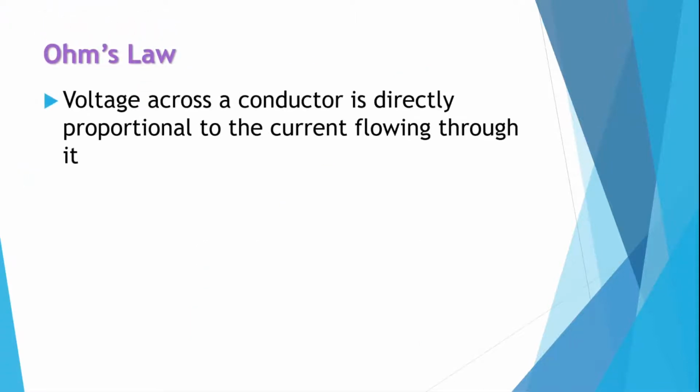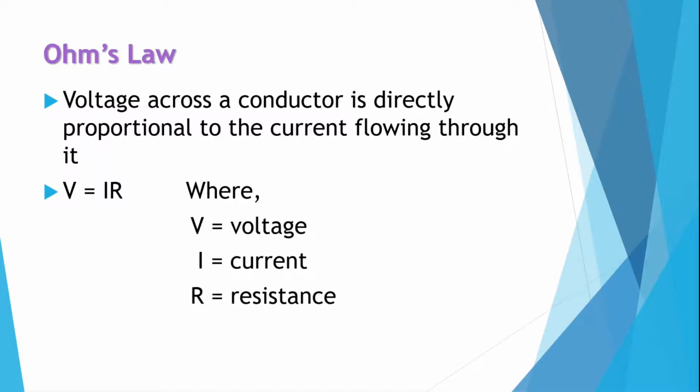What is Ohm's law? Ohm's law states that the voltage across a conductor is directly proportional to the current flowing through it. The formula of Ohm's law is V = IR, where V is voltage, I is current, and R is resistance. The SI unit for voltage is volt (V), current is ampere (A), and resistance is ohm.